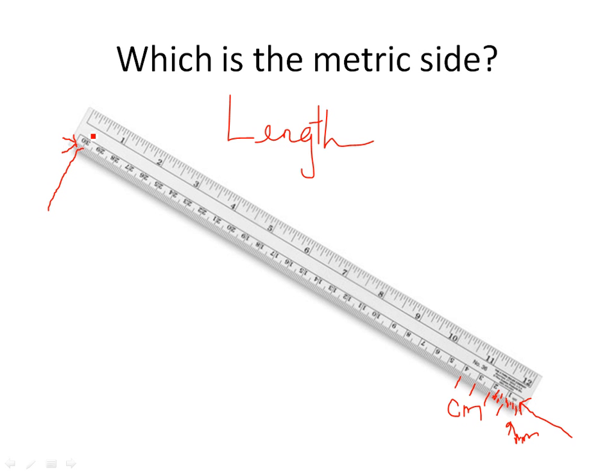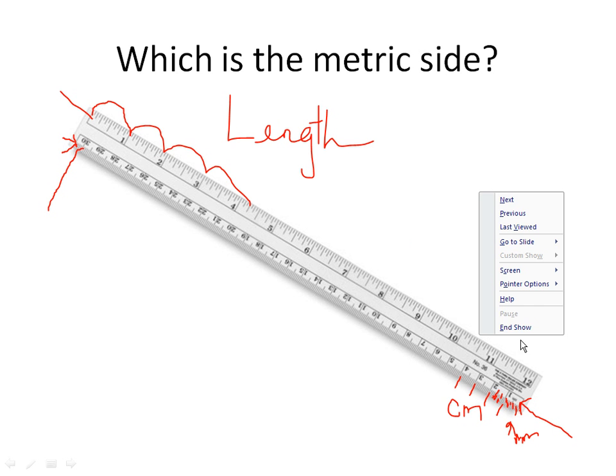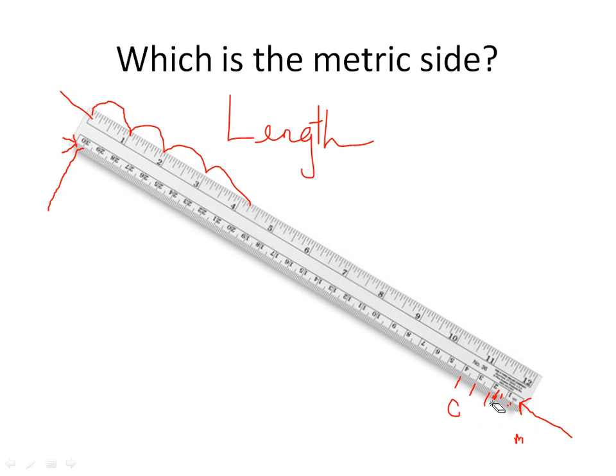The other side, where you see big fat designations and the numbers are far apart, that's always the English side. An inch is big. There's about 2.5 centimeters that equal 1 inch. So a centimeter is quite a bit smaller than an inch is. So step number 1, if you're measuring the length of an object, check to see that you're on the metric side.